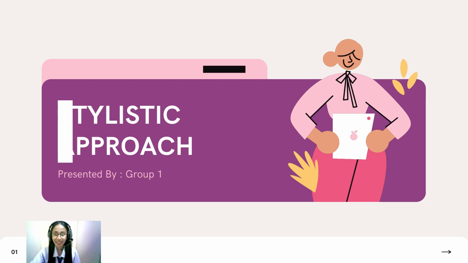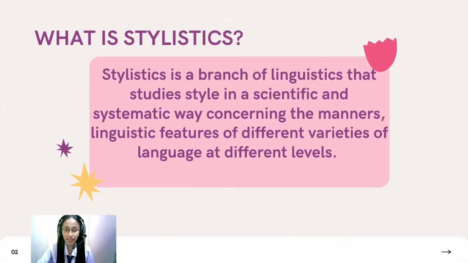Let's begin. What is stylistics? Stylistics is a branch of linguistics that studies style in a scientific and systematic way, concerning the manners and linguistic features of different varieties of language at different levels. In other words, stylistics is a discipline that studies the way language is used. It relates to the methods and techniques used in creating a piece of writing.